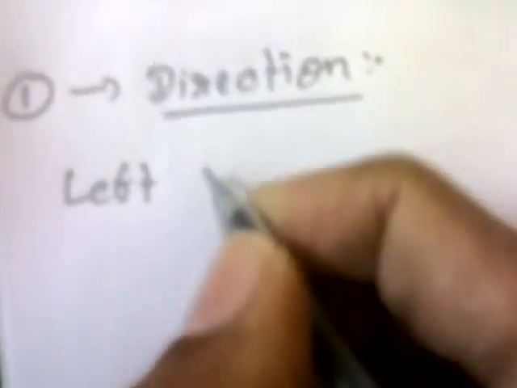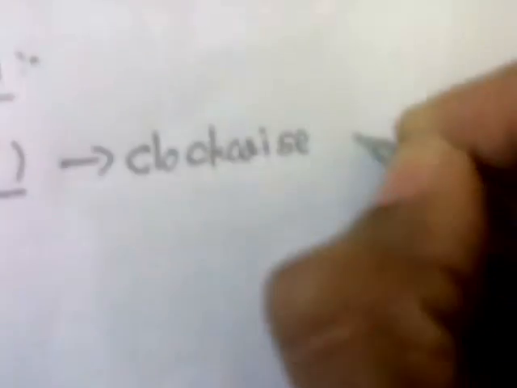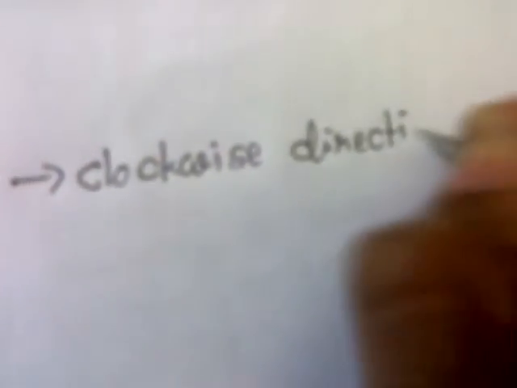So the very first thing is direction. In this type of question, if we see the word left, say left of anything, say left of A, then we have to move in a clockwise direction from A.